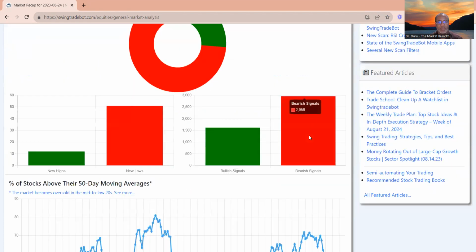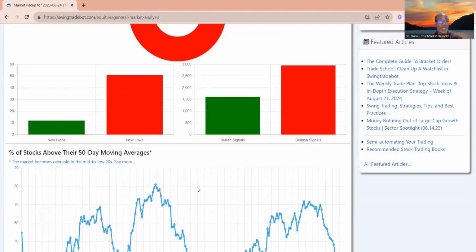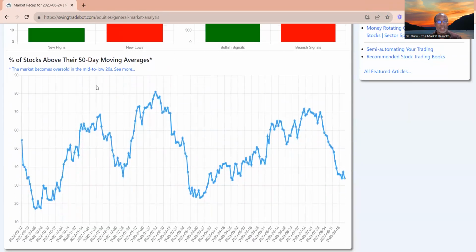And this bar chart shows how many more bearish signals there are than bullish signals, how many more new lows are happening than new highs. It's gotten pretty extreme. So, of course, when I see all this red, I want to know, well, how extreme is the selling? Well, check out the percentage of stocks above their 50-day moving averages.